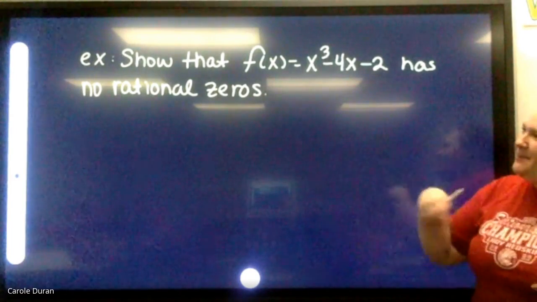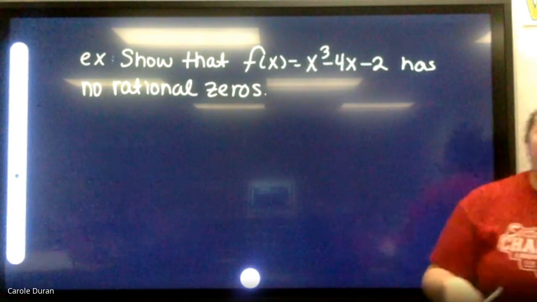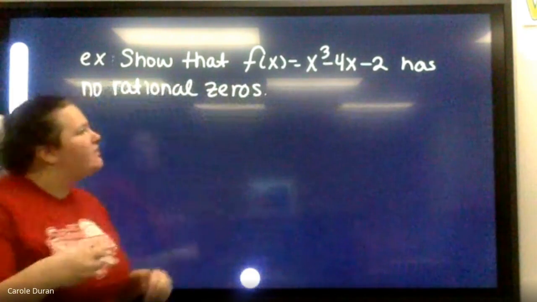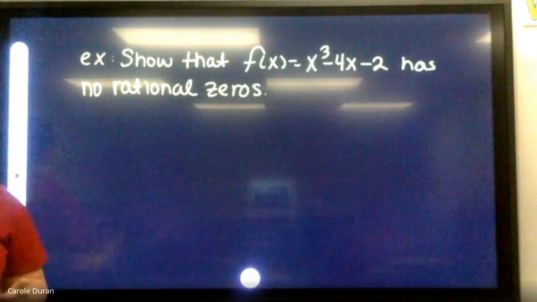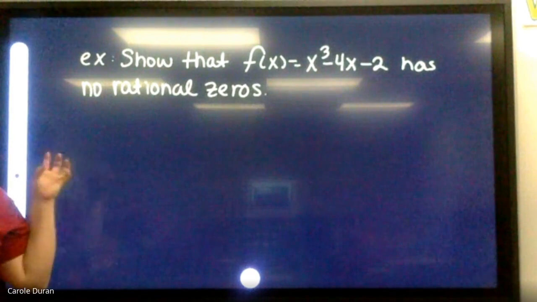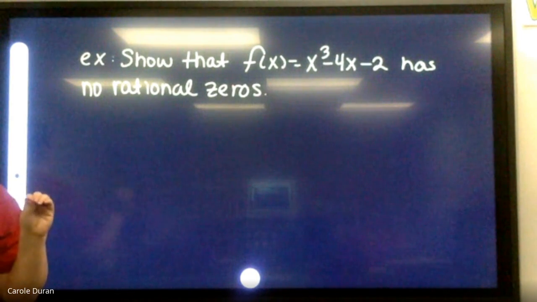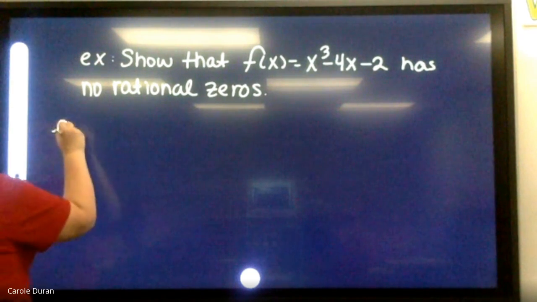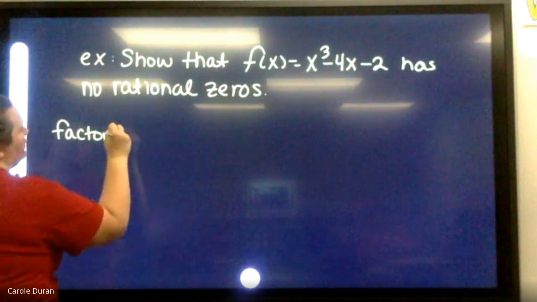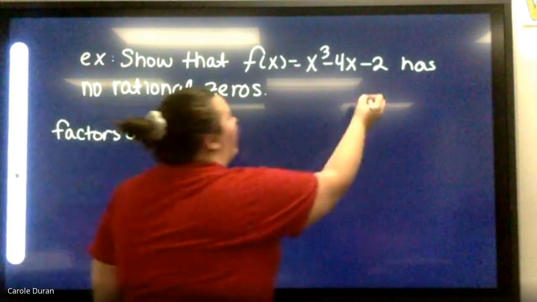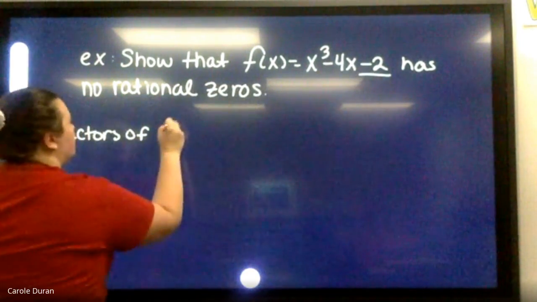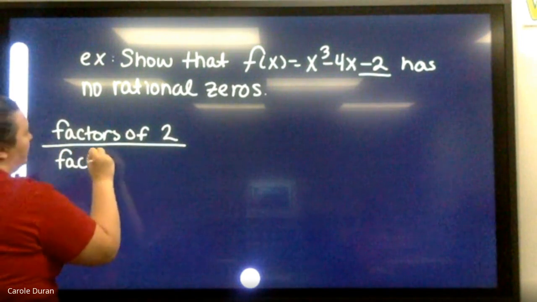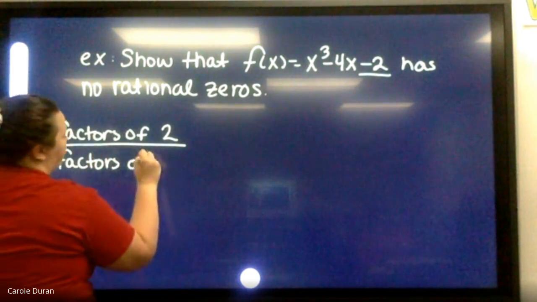Okay, first example says to show that the polynomial has no rational zeros. So the first thing I need to do is compile the list of actual possible rational zeros, and then we will test from there. So that theorem that you guys wrote down that made absolutely no sense to you says that to compile this list, we take all the factors of our constant, which here is 2, and divide it by all the factors of our leading coefficient, which is 1.